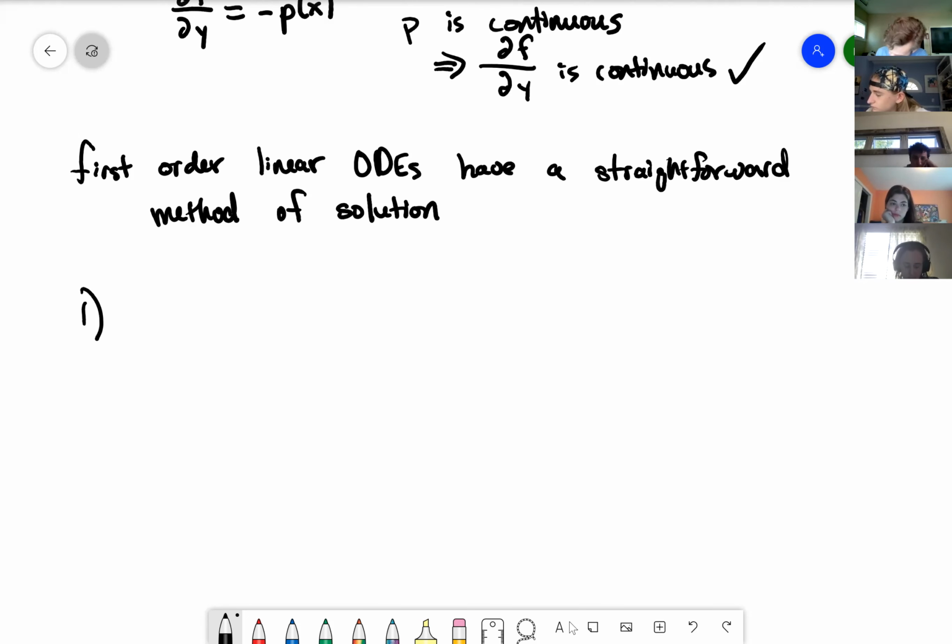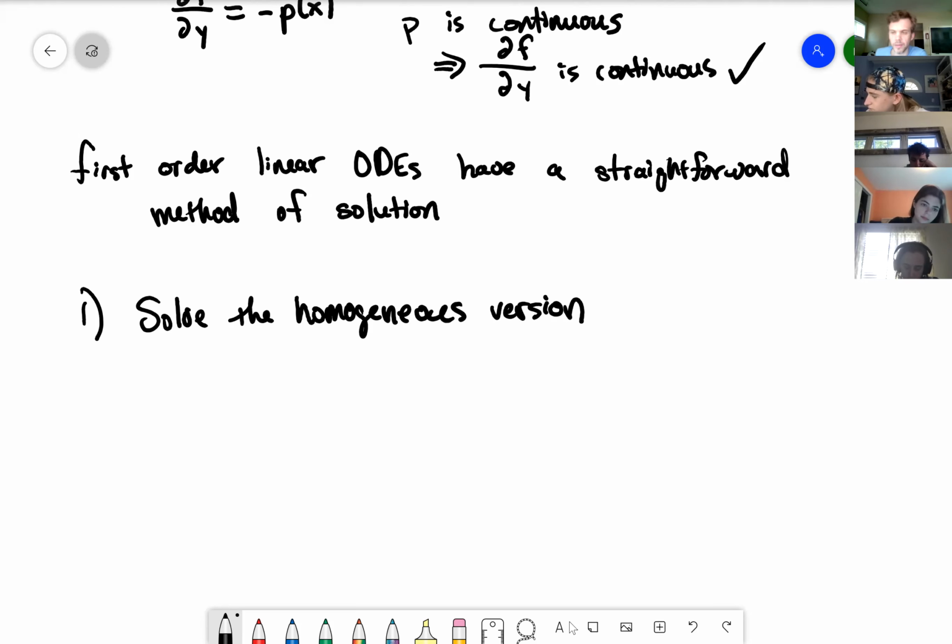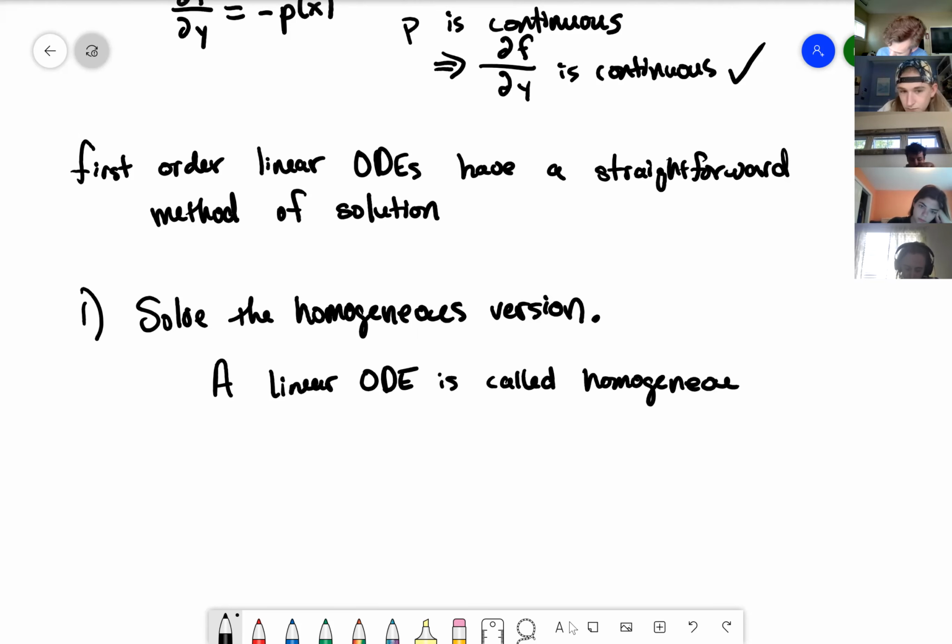So the first step of this is to solve what we call the homogeneous version of the linear first order ODE. So we need to know what this means. So a linear ODE, well, yeah, this is just true in general. A linear ODE is called homogeneous if Q of x is equal to 0. So that was that Q of x on the other side.